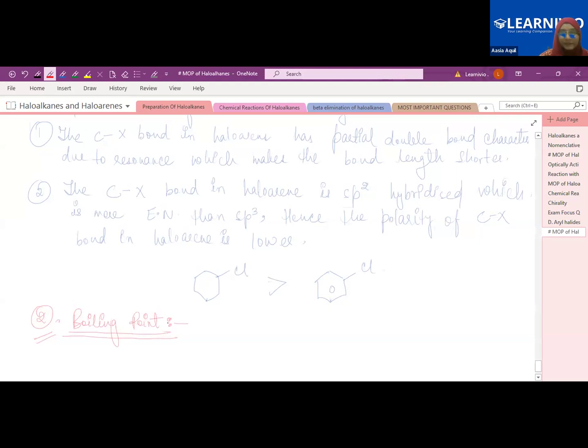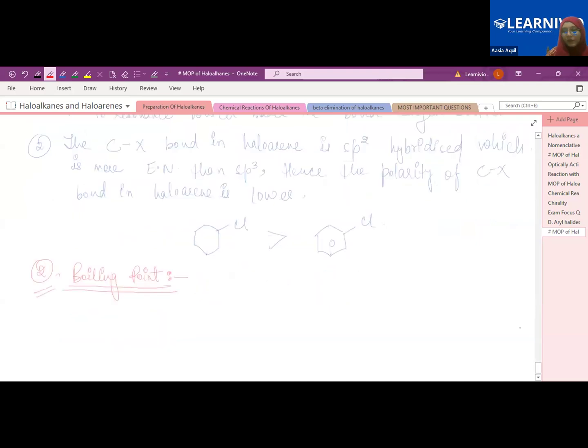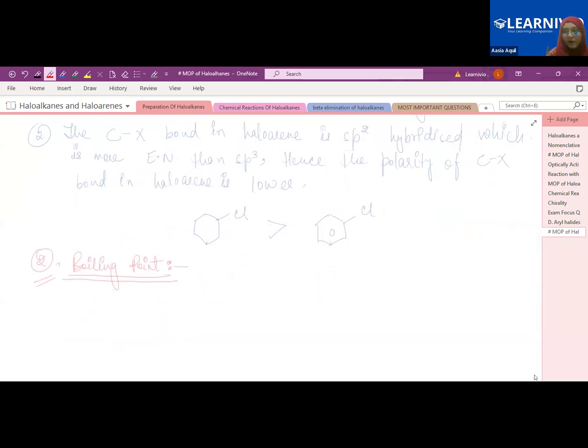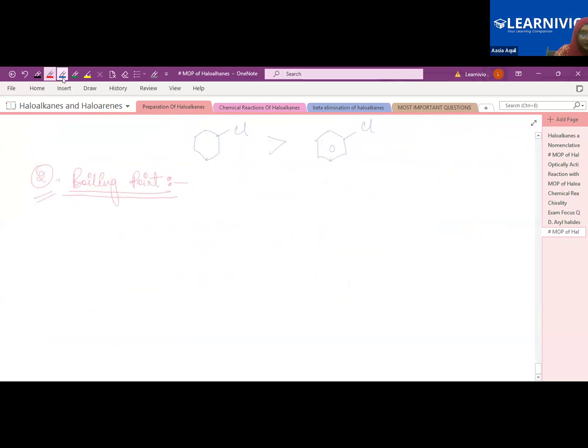Written, Lubna and Qudsiya? Yes, ma'am. Okay. Next physical property is boiling point. Now write down. Since haloalkanes are polar, what are haloalkanes? They are polar in nature.